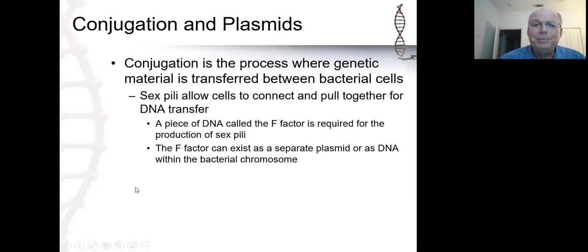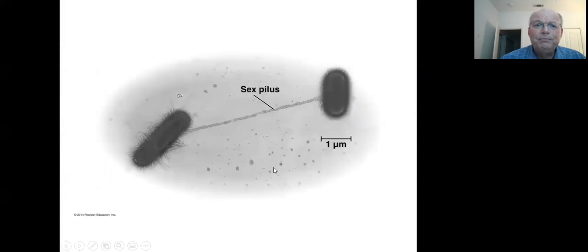So let's take a look at some pictures of the two processes. So here you can see the sex pilus linking these two bacteria together, and you can tell these are of distinctly different species. This one has fimbriae all over the surface of it. This one lacks those. So these are bacteria of two separate species, or at least two separate strains, and they're about to exchange DNA as a consequence of this connection.